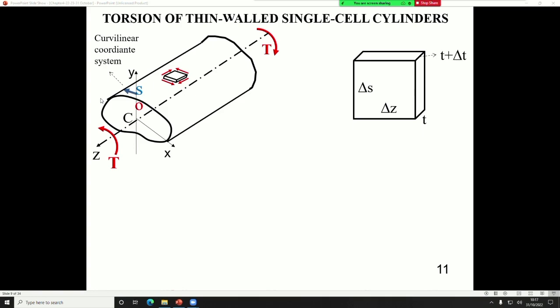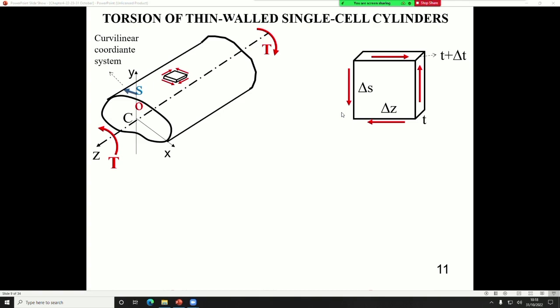Now, when we apply torque, similar to what you learned in section one of this chapter, torque applies a shear stress on the cross section. So if we have shear stress on these two planes, we must have shear stresses on these two planes as well. I showed you last week, and also in chapter one, that shear stress is always complementary. Whenever we have shear stress on a plane, we have it on another plane normal to the first one.